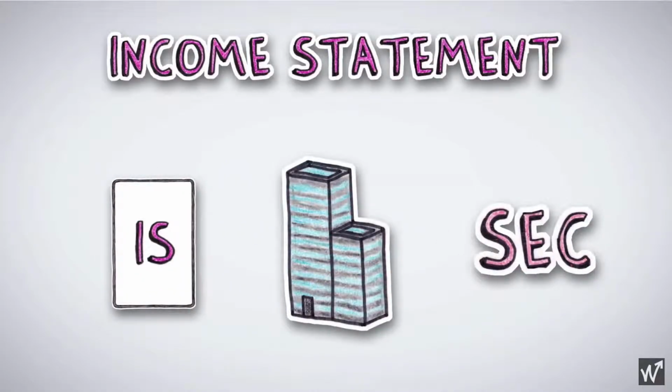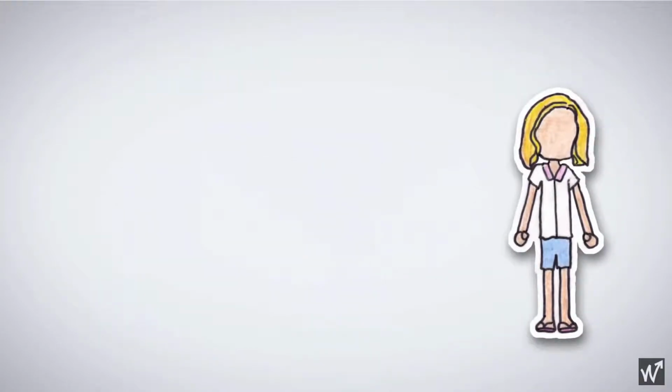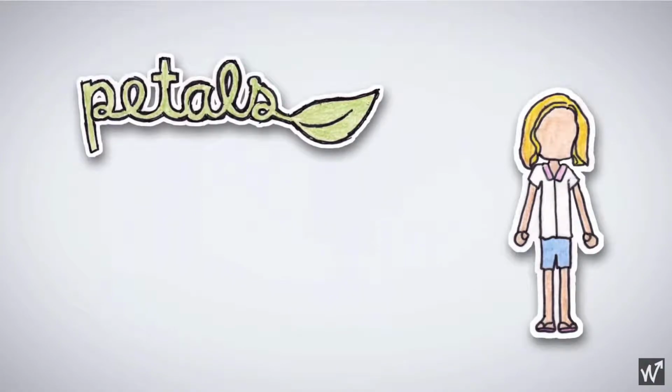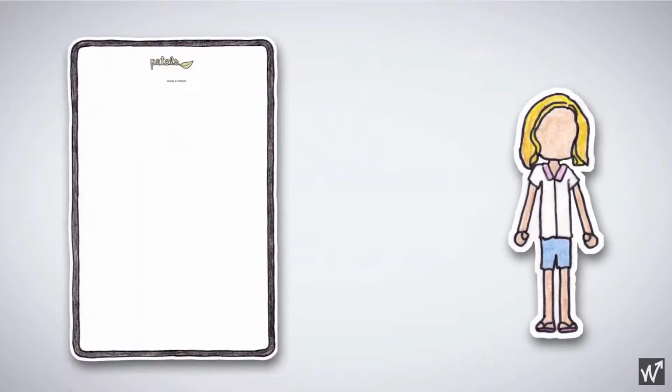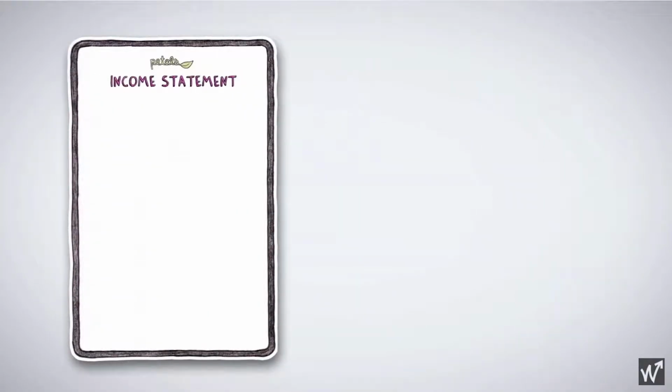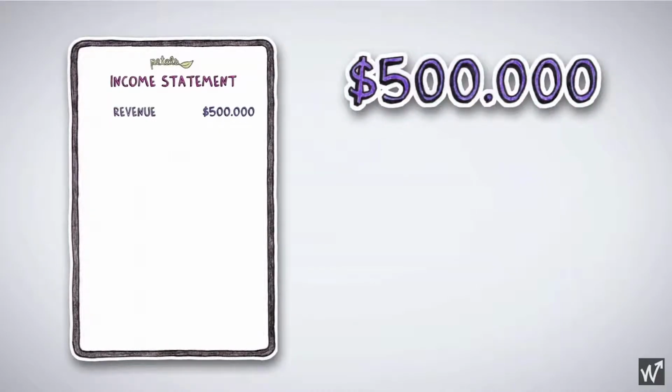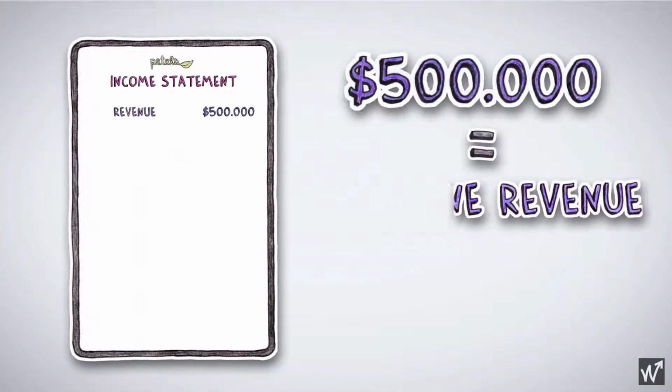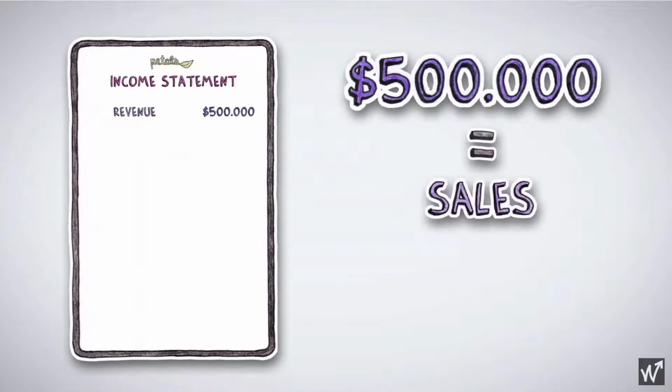So let's look at a simple income statement in practice. Here's Mary. Mary owns her own successful flower shop, Petals, and has begun filing her income statements for the quarter. Last quarter, Mary sold $500,000 worth of flowers. This is her top line revenue. Revenue is also sometimes called sales.